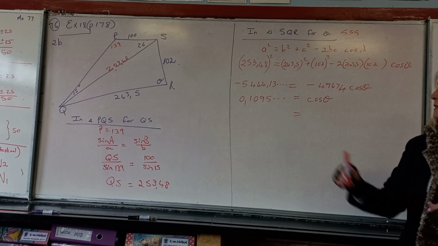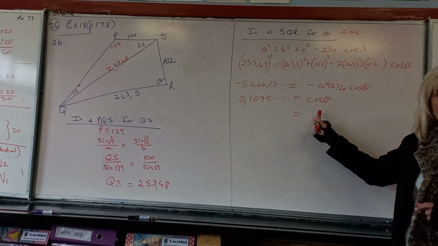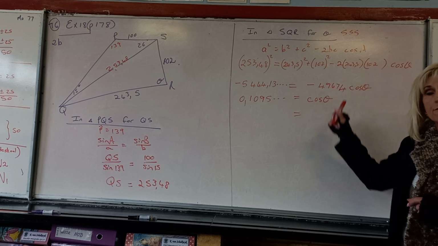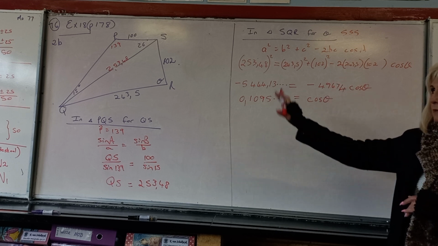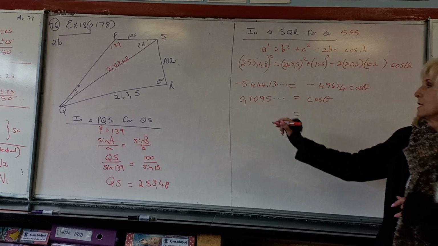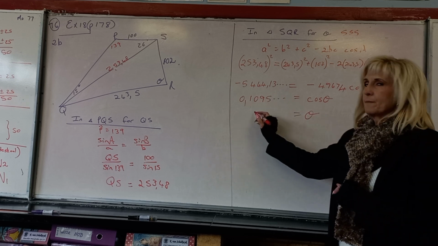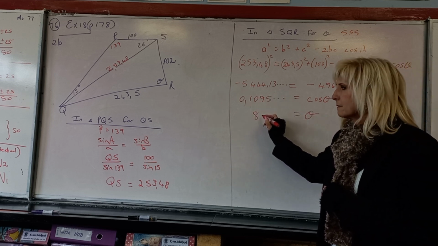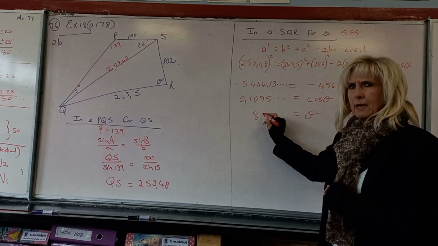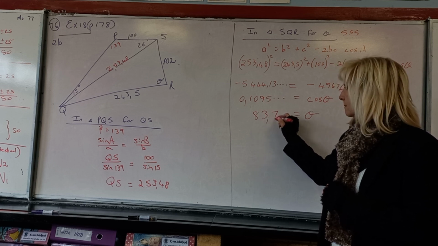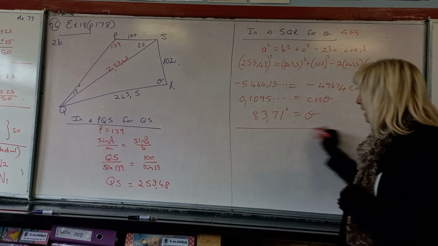Think about it. Cos is positive in the first and fourth quadrant, not with what we're busy with. So therefore, theta is equal to 8.3. And now the sum is finished.